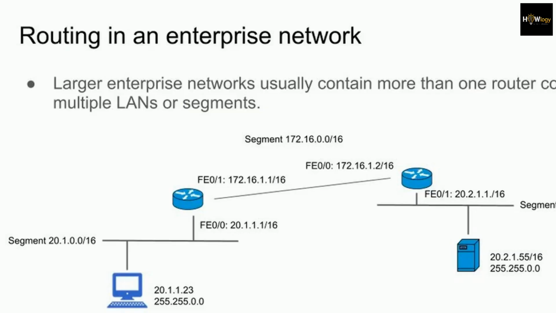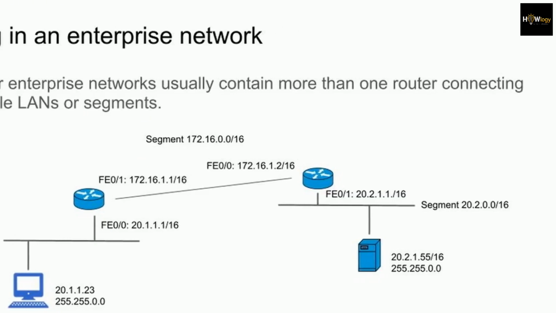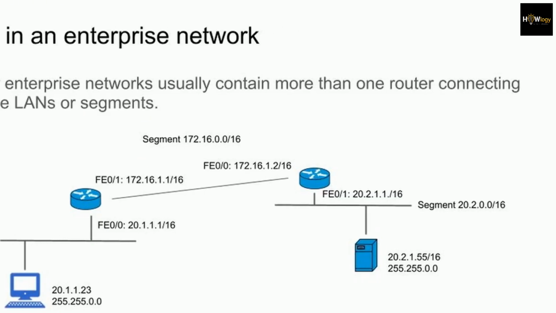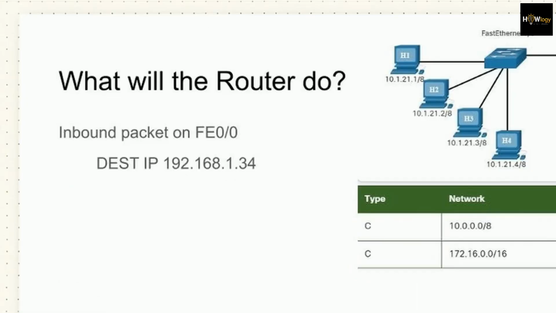The second outcome, if the destination is on a remote network, the router passes it down the line. Here, router R1 packages the data into a new frame and forwards it to the next router to eventually reach segment 20.2.0.0.